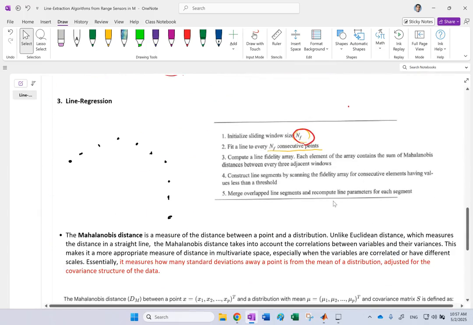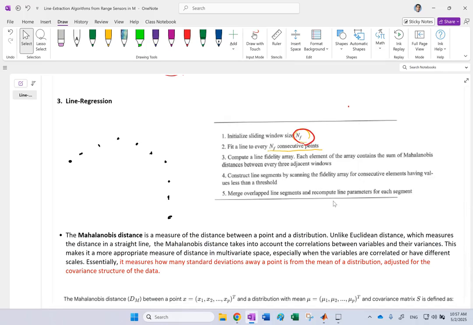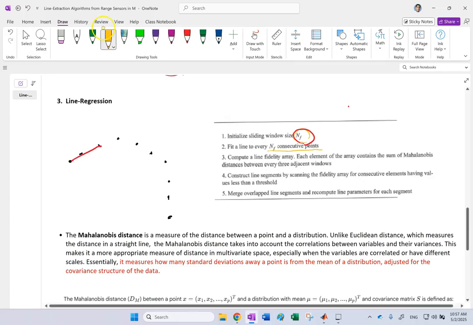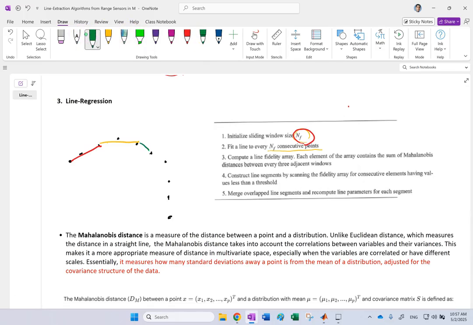So what would you do here? Every NF points you do it, so maybe every 3 points. So here I come and fit one line here, right? And then maybe one line there, and then maybe one line there, and I keep going, correct? So every 3 points you start adding something. And here, again, you have to create a line fidelity array. How would you create this line fidelity array?